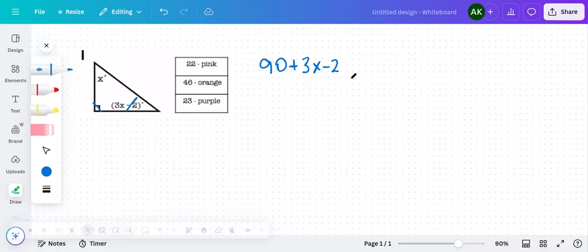And last I have an x, and remember that if I have a variable x without a coefficient out front, I'm allowed to give it a number, and that number has to be 1 because multiplying by 1 won't change anything. And that takes care of my third corner. I'm going to set them equal to 180.